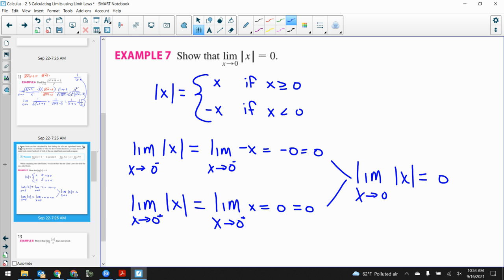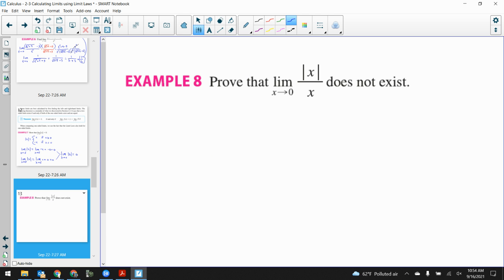While we're on this, I know we only have 6 more minutes, but I would love to do the next problem because it has to do with absolute value, while we're in this mode of absolute value. Okay, let's do one more of these. Prove that the limit does not exist.